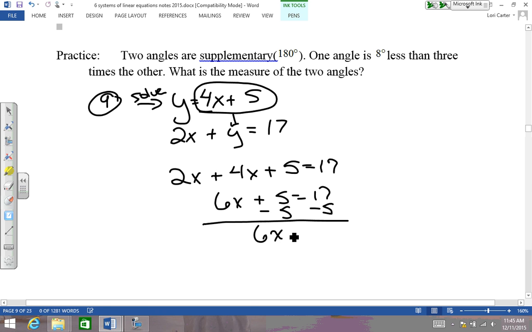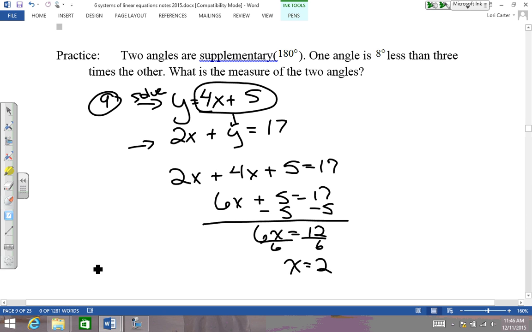Divide by 6. X equals 2. Am I done? No. What's my next step? You have to plug into the other equation. You've got to put the 2 in for the x on the other equation. He's right. It can be either equation. Which one did you want to plug it into? The other one. Eric, please pick. Okay, Eric picked that one.